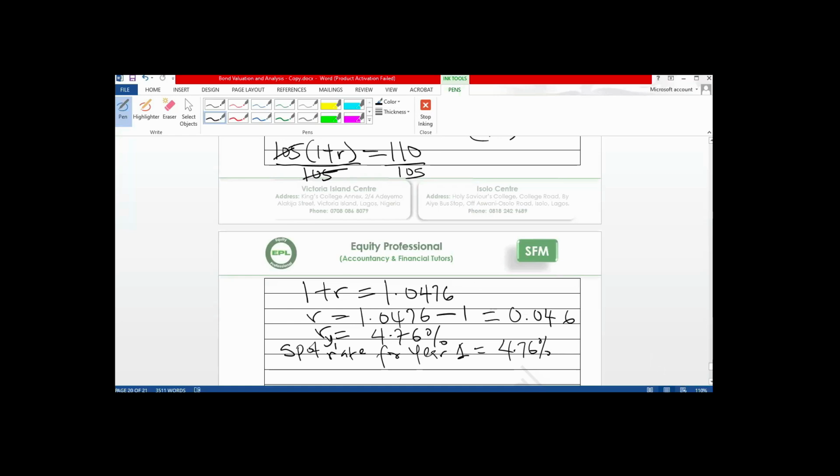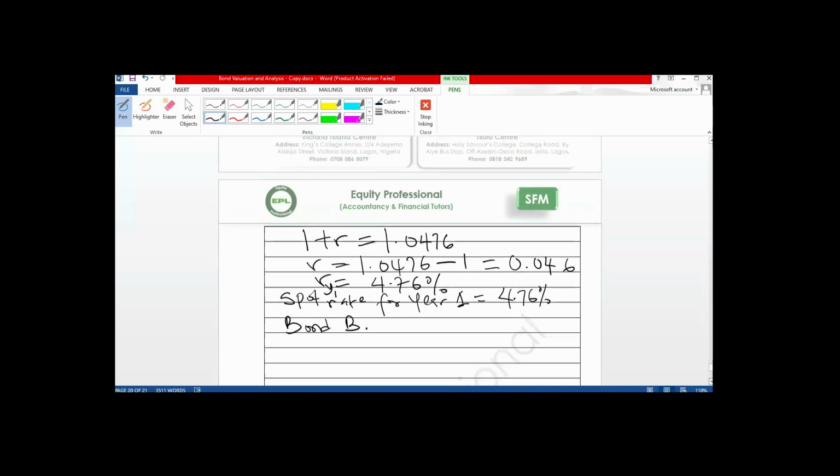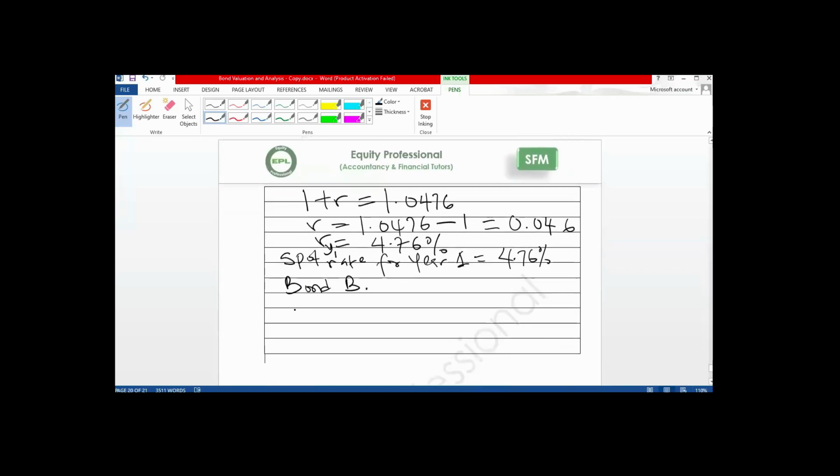You have gotten the spot rate for year one using the bond that will mature in year one. Then move to the default-free bond, bond B. What are the features, please? Itemize the features of bond B.